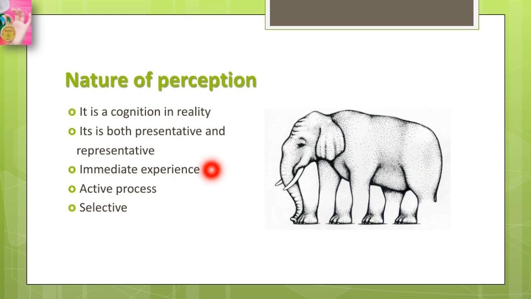So thus perception refers to the way the world looks, sounds, or feels, and this perceived world is one's immediate experience. And then perception is an active process. It is not merely a mirror where one becomes aware of what is out there.